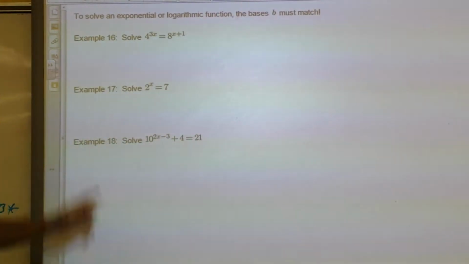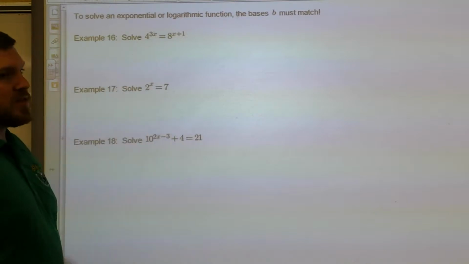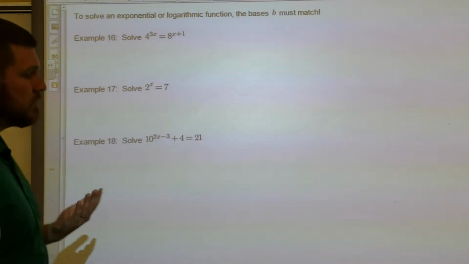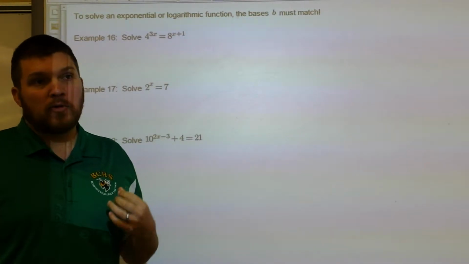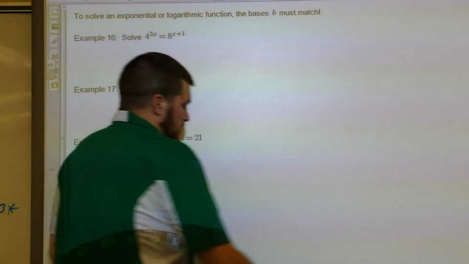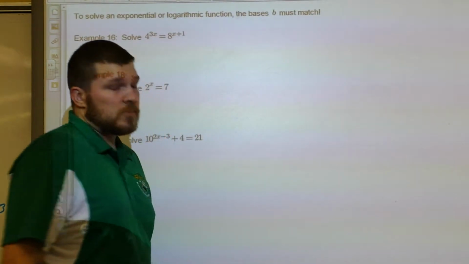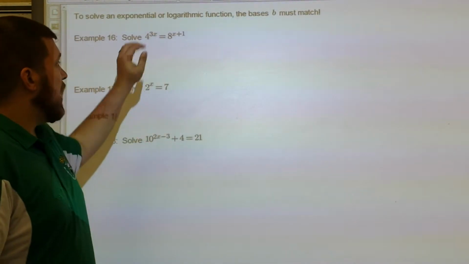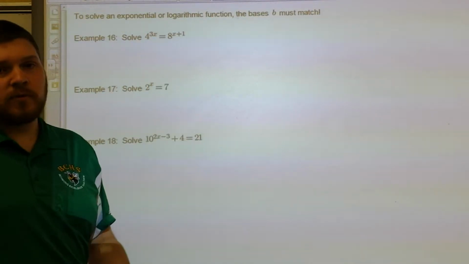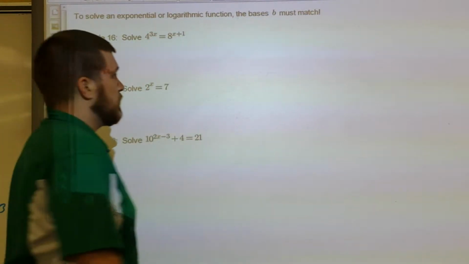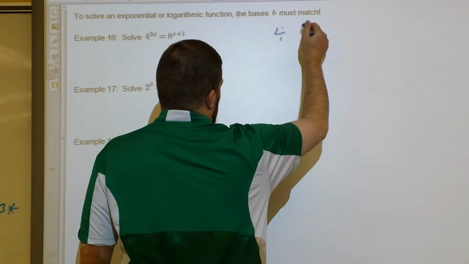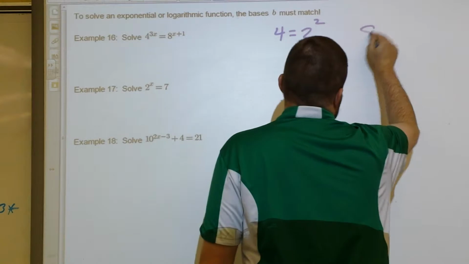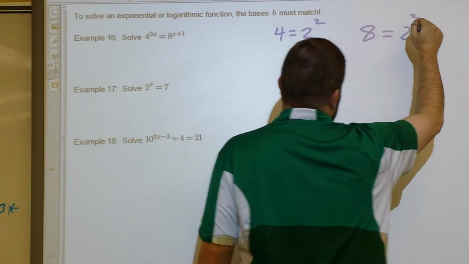Example 16, I'm going to do in green. Pretty much the bases need to match. So here I've got base 4 and base 8. Well, obviously those don't match yet, so I want to try to think of a little bit of scratch work. How can I make those bases match? This might come easy to you, or you might need to use some scratch work in your calculator, but I know that both 4 and 8 can be rewritten with base 2. For instance, just scratch work on the side: 4 is equal to 2 squared, and 8 is equal to 2 cubed.